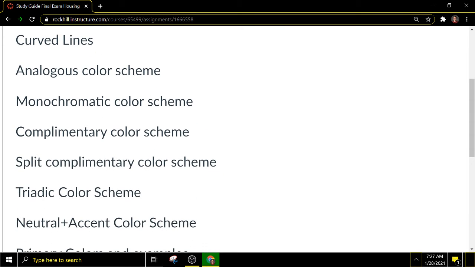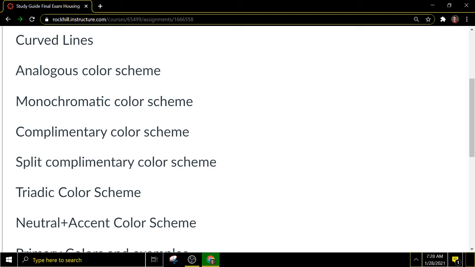Next, we're moving into color schemes. You have the analogous color scheme, which is basically a color and the 3 to 5 colors closest to it on the color wheel. Next, we have monochromatic color scheme, which is a color and its various hues. So you may have something that is red, and then that red may be darker or lighter in other aspects. So it's red, but at the same time, we're lightening it and darkening it in other aspects of the design or shape.